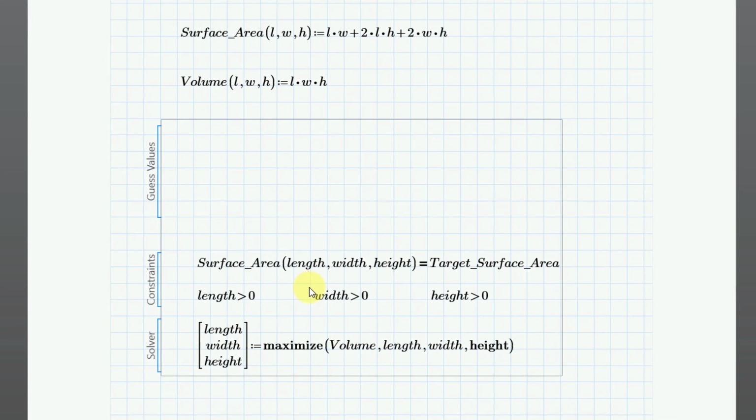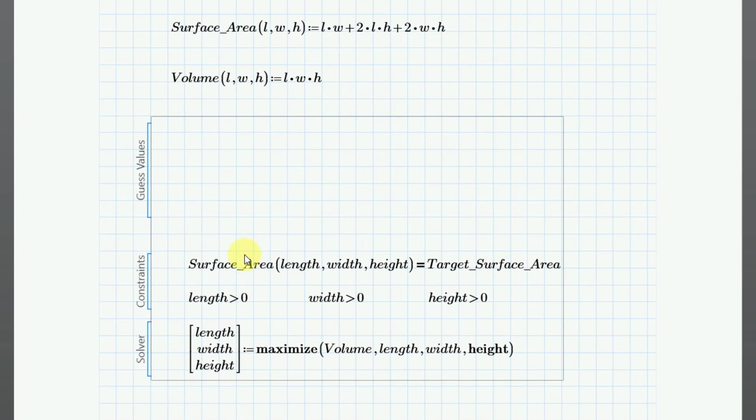That's how you can use a solve block in order to perform an optimization. Just to recap the key areas, you have your guess values, which you might not need to enter. And then you're going to have your function that you want to use with its inputs equal to whatever target that you want. And then you're going to use a matrix and the maximize function, and you're going to pass the function that you want to maximize and the variables to it. And that's how you can use the solve block for performing an optimization.